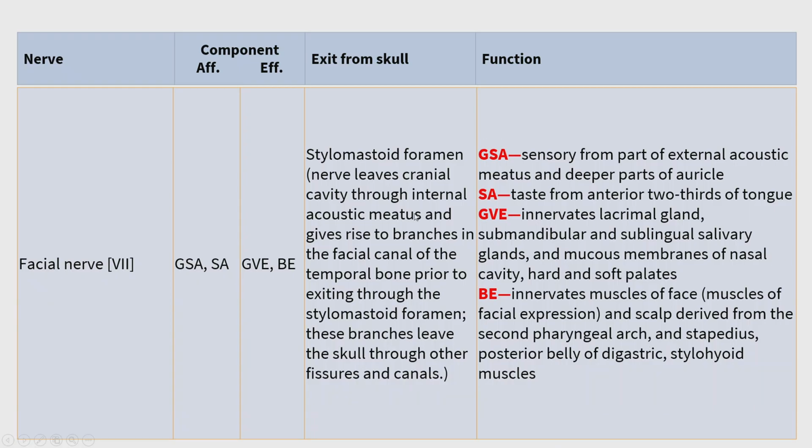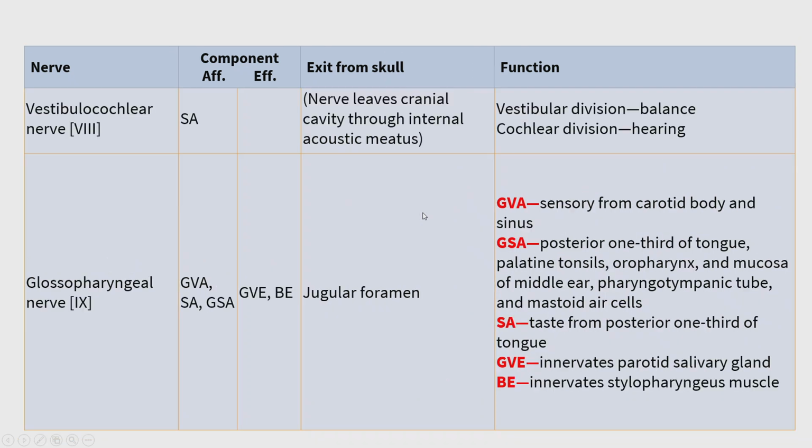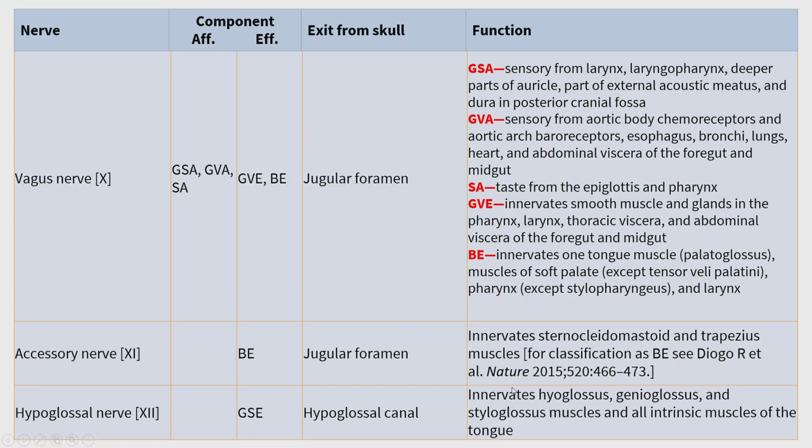Facial nerve, we mentioned it. This is a table for information. Glossopharyngeal, vestibulocochlear also. As you see, the glossopharyngeal nerve has almost all kinds of fibers: GVA, GSA, SA, GVE, BE. And the most complex is the vagus nerve, which also contains all of these fibers. You have to be able to explain which area it is innervating.